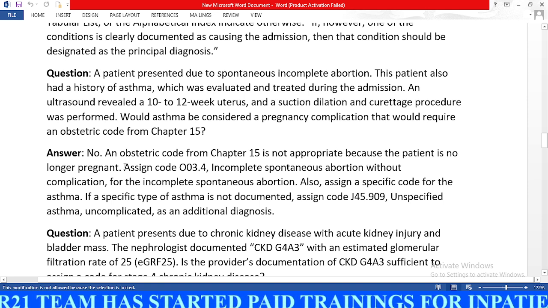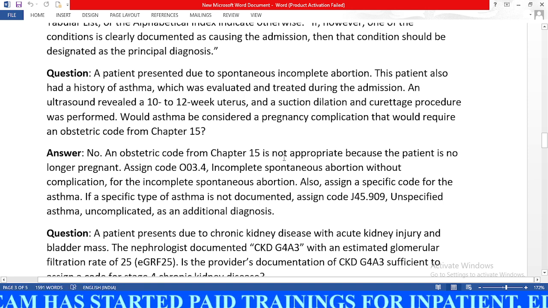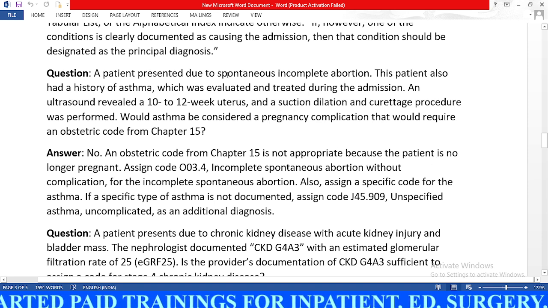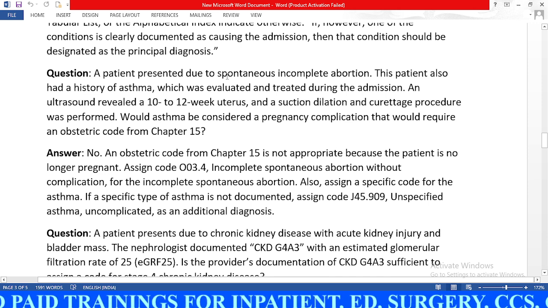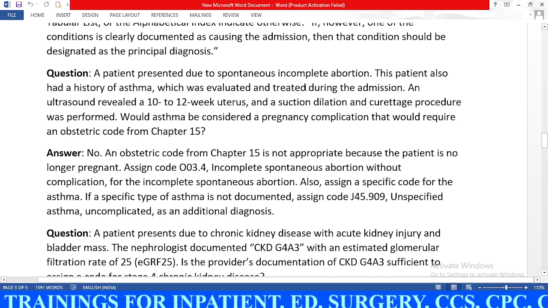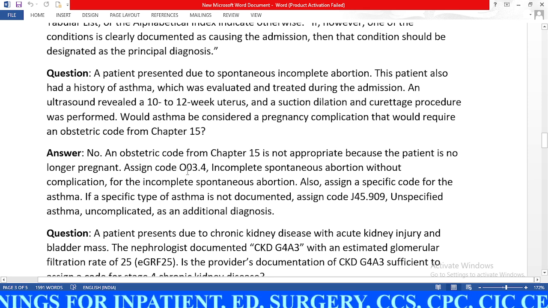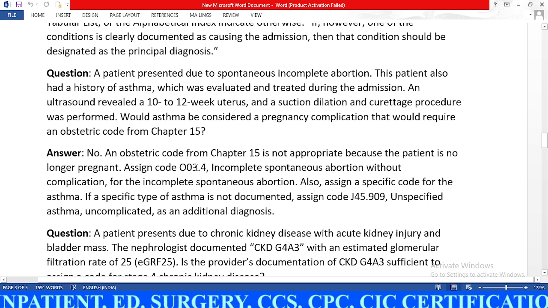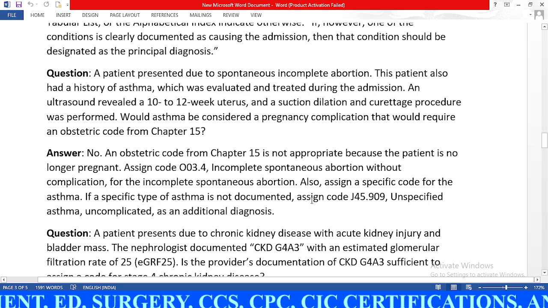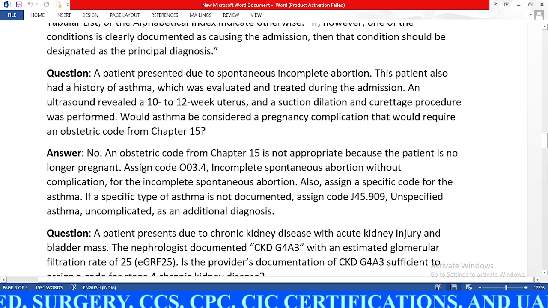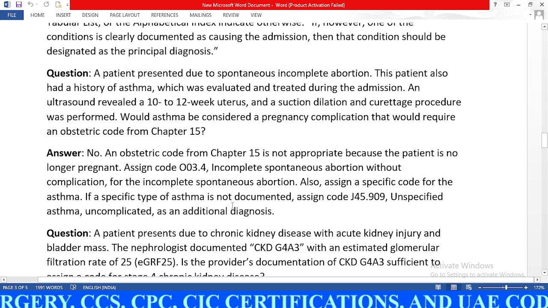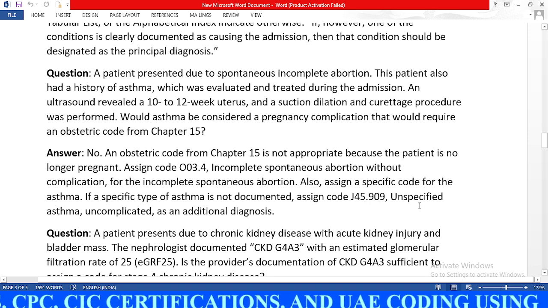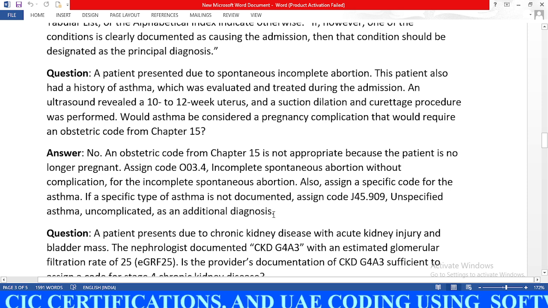No. An obstetric code from chapter 15 is not appropriate because the patient is no longer pregnant. Based on the question, the patient is not pregnant and the patient had an incomplete abortion. So assign code O03.4, incomplete spontaneous abortion without complication, for the incomplete spontaneous abortion. Also assign a specific code for the asthma. If a specific type of asthma is not documented, assign code J45.909, unspecified asthma, uncomplicated, as an additional diagnosis.